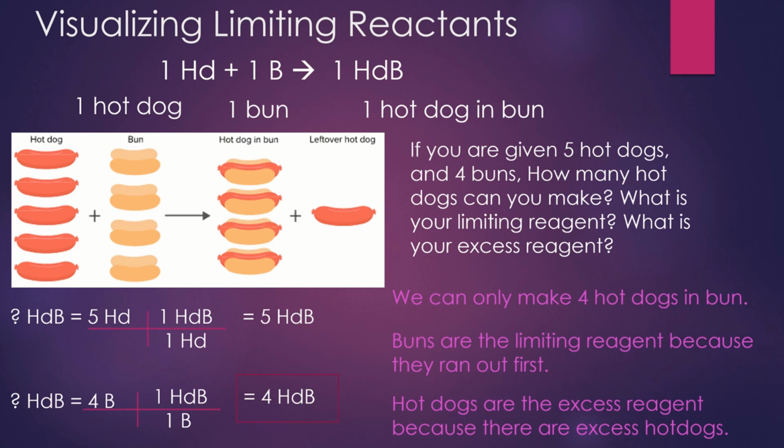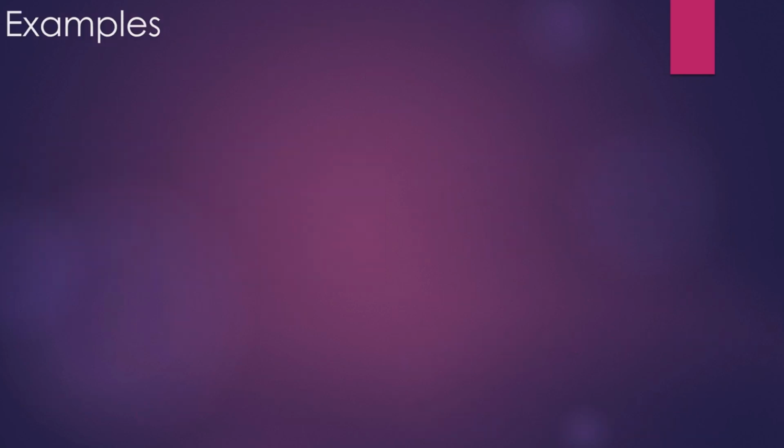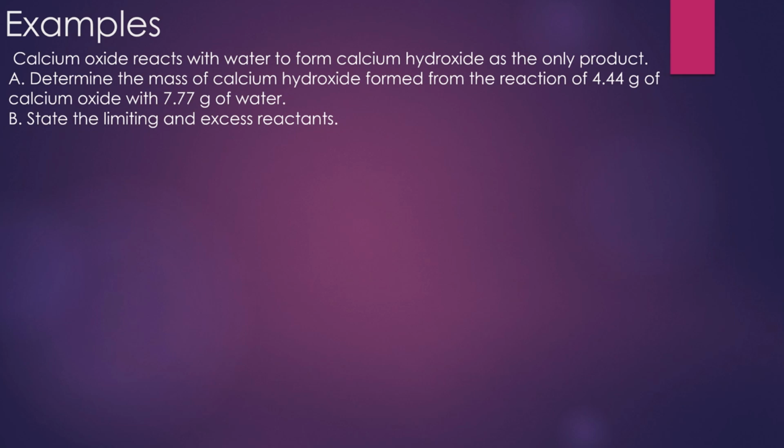Again, this hopefully helps you to visualize limiting and excess reactants. Let's take a look at an example next of a real chemical situation. Calcium oxide reacts with water to form calcium hydroxide as the only product. First step, determine the mass of calcium hydroxide formed from the reaction of 4.44 grams of calcium oxide with 7.77 grams of water. Second part, state our limiting and excess reactants.